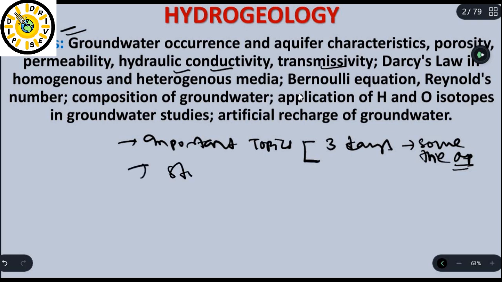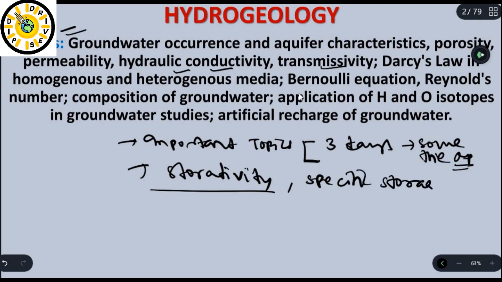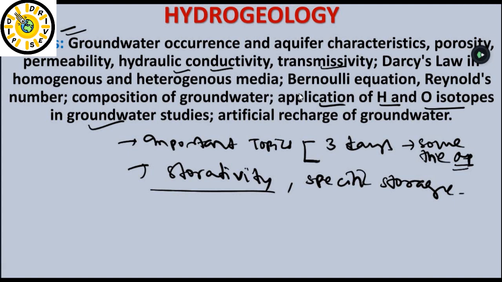and all those aquifer properties like storativity हो गया, right? Maybe in the near future you can get such a question from storativity और specific storage हो गया, ठीक है, मिल सकता है आगे जाके. And application of the hydrogen and oxygen isotope in groundwater study. How do you apply the hydrogen and oxygen isotope for the study of groundwater flow and groundwater movement?